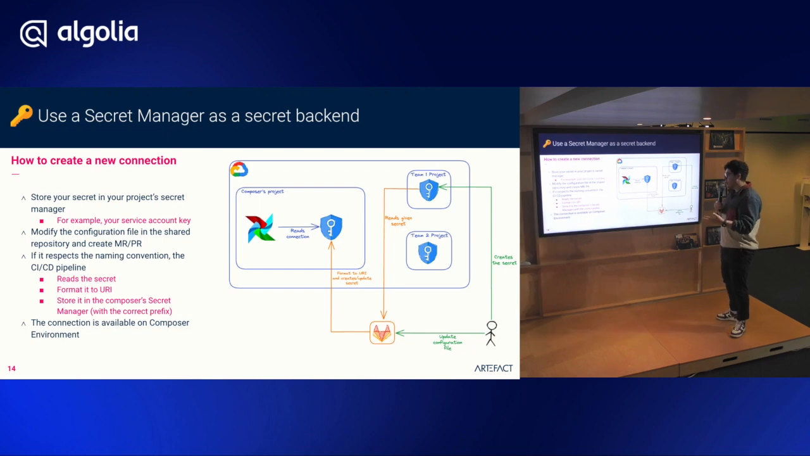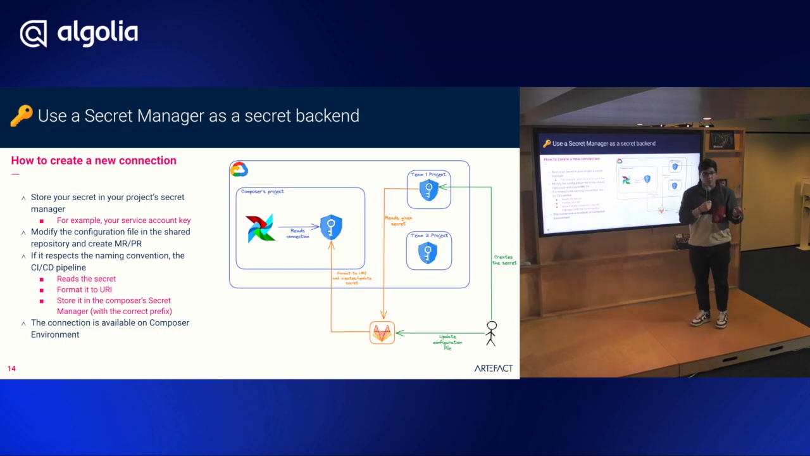If that works and it's approved, a CI/CD pipeline is going to then read the secrets in the GCP project, format them to a URI, which is the default format used by Airflow, and store them in the Composer secret manager with the correct prefix, as we saw right before. And now the connection is available in the Composer environment and is not stored in the Airflow database, which is pretty useful if you want to do upgrades, which we're going to see.